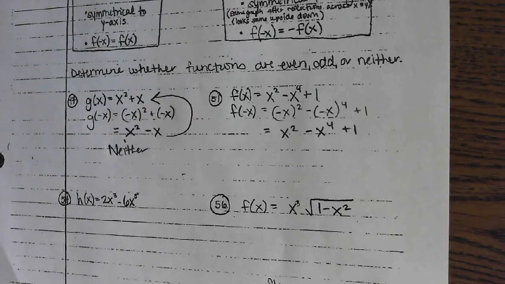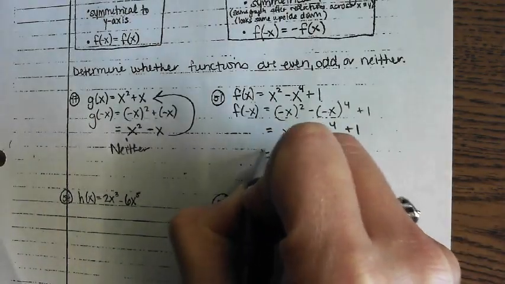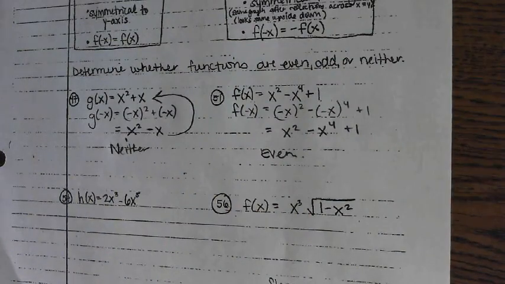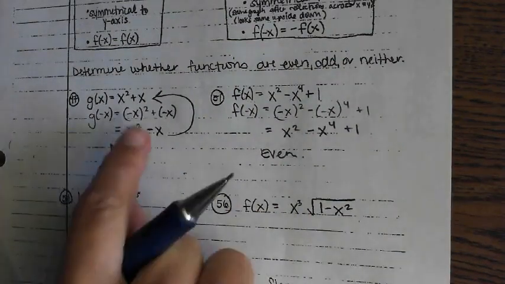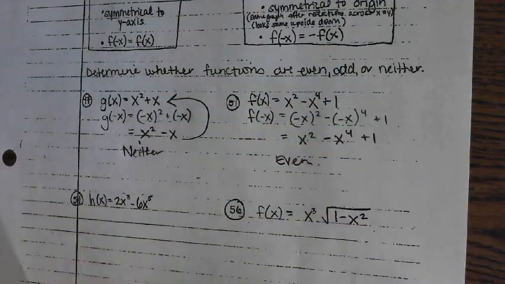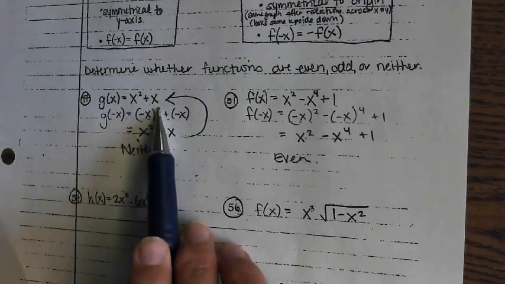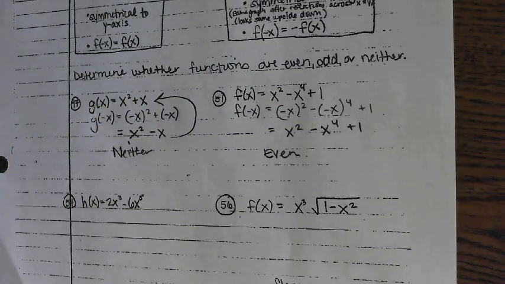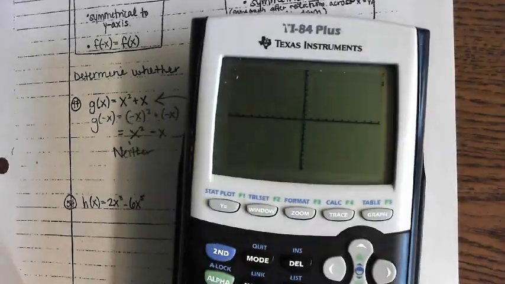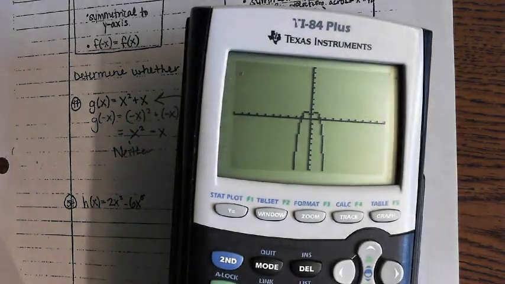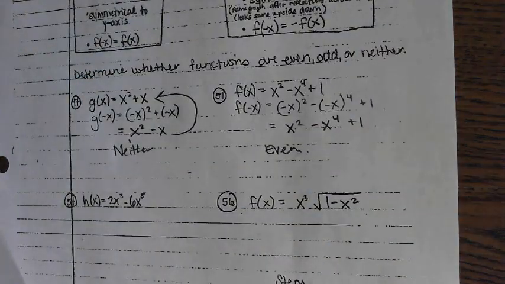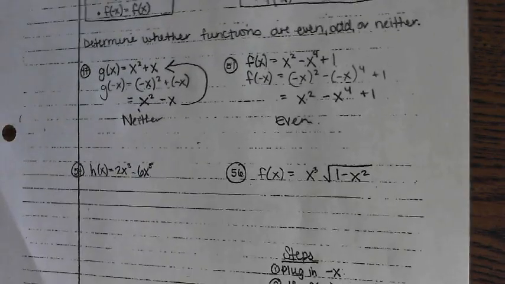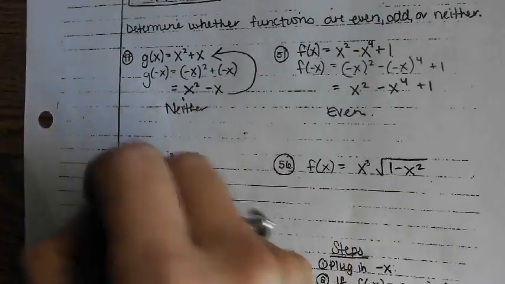Trista, what do you think? Even. Even, very good. With both of these two, we can also talk about the polynomial situation because they're both polynomials. Even, right? And even again. Here's a graph of it, just for fun. You can see the symmetry with the y-axis. On the next one, go ahead. Plug in your negative x.